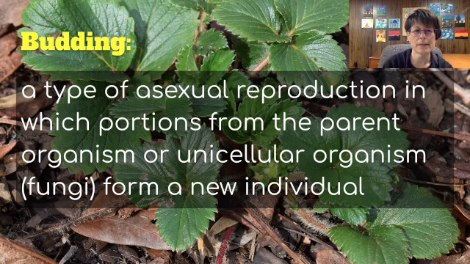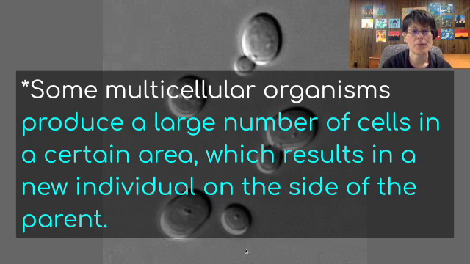There's also budding. This is a type of asexual reproduction in which portions from the parent organism or unicellular organism, such as fungi, form a new individual. Some multicellular organisms produce a large number of cells in a certain area, which results in a new individual on the side of the parent. That's what happens with yeast. Right here, you can see a bud forming on the side of the yeast. So that's what a bud looks like.